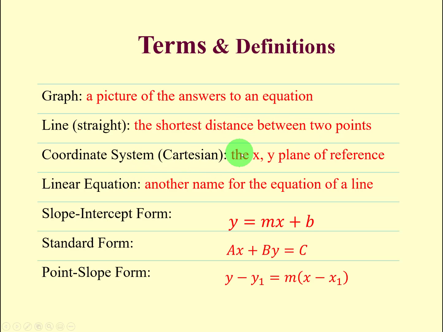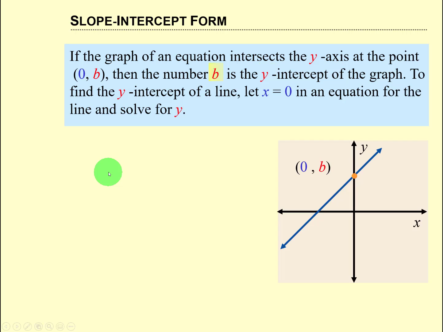What's the Cartesian coordinate system? That's where we graph it, where we have the x and y axes. We call that a plane of reference. The linear equation is just another name for an equation of a line. And when you get to the equation of a line, there's 3 different forms it can possibly come in: slope-intercept, standard form, and point-slope form. We're going to take a look at all 3 of these because you need to be able to go back and forth between them in order to be good at this topic.